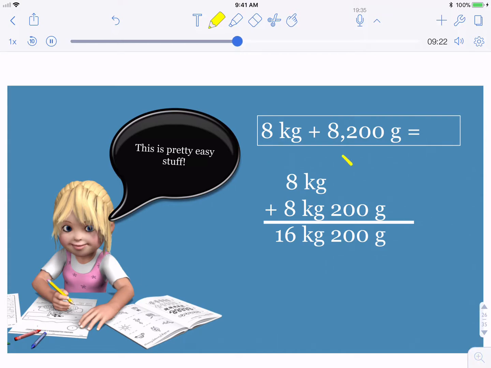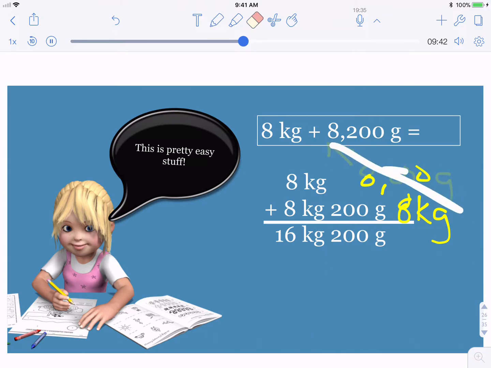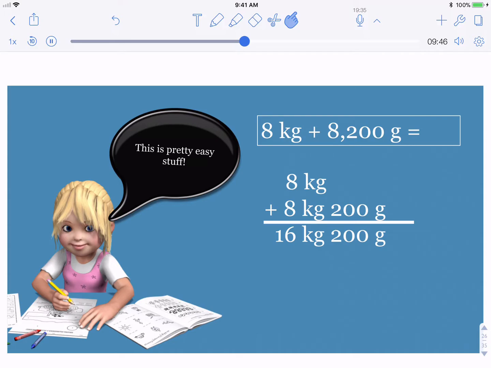Remember, you also look at the thousands place. What number's in the thousands place? 8. And that's my kilograms. Now, if this weren't grams, if this were something like milligrams or centigrams, it would not be the number in the thousands place. This trick only works if you're using just the basic measurement gram.